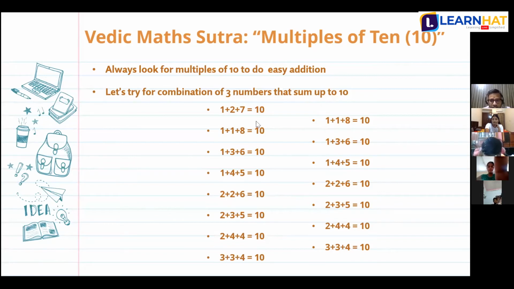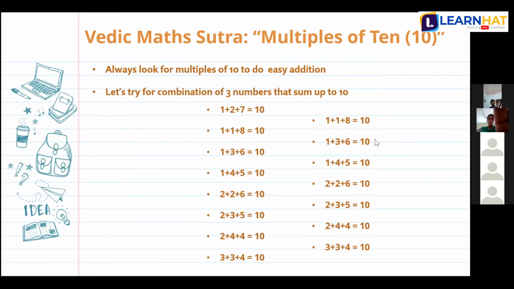For example, if you see the first one, 1 plus 2 plus 7 can be written as 10, right? Similarly, 1 plus 1 plus 8 is equal to 10. And if I go down, you have 2 plus 4 plus 4 is equal to 10. And on this side, 2 plus 2 plus 6 is equal to 10. So remember these combinations when you're doing mental addition that will add up to 10. Okay, so let's try a few sums on this concept.